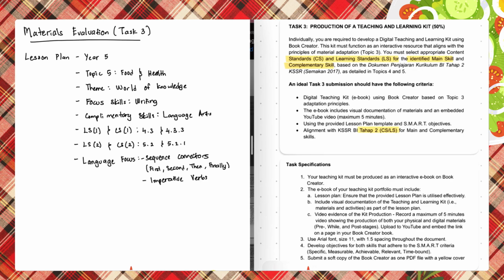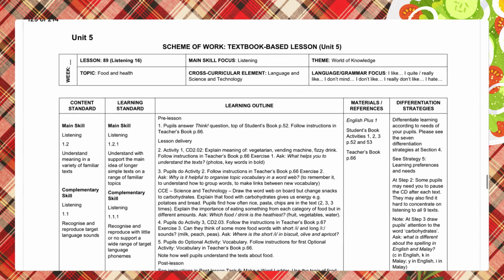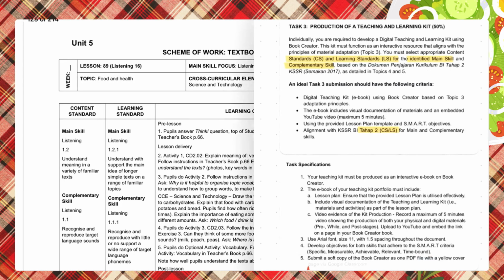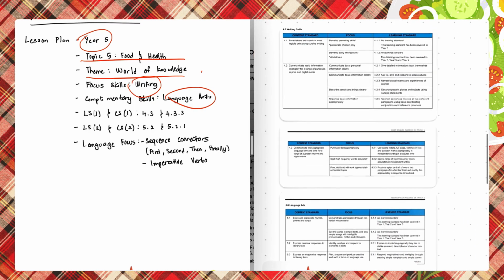First, for the pre-stage, I identify my target pupils. My target pupils are Year 5 pupils. I also choose Topic 5, food and health, and the theme World of Knowledge. My focus skill was writing, with language arts as the complementary skill. To ensure alignment, I also strictly refer to the DSKP and SOW. So this is the SOW. It states that the topic for Unit 5 is food and health, and for the DSKP, it is here.